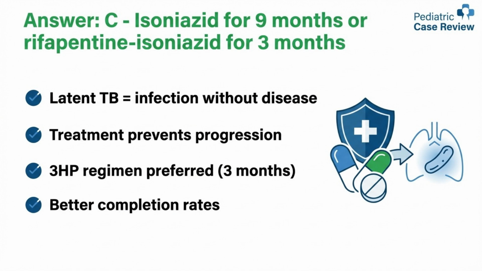Treatment of latent tuberculosis is crucial to prevent progression to active disease, which occurs in approximately 10% of infected children. The preferred regimens include 3 months of once-weekly rifapentine plus isoniazid for children older than 2 years, or daily isoniazid for 6 to 9 months. The shorter 3-month regimen has better completion rates and similar efficacy, making it the preferred choice when available.